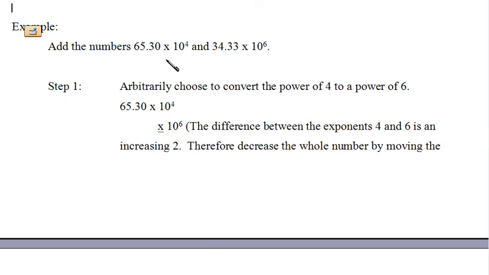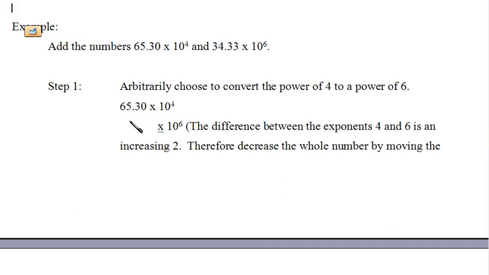So when I look at these numbers, they do not have the same exponents. I need to change them so they're the same. So I can either make this one a number times 10 to the fourth, or I can make the 65.3 a number times 10 to the 6th. So arbitrarily, I'm going to choose to convert the power of 4 to a power of 6. I'm going to the power of 6 because of the metric prefixes, powers of 3. So I rewrite my number, 65.3 times 10 to the fourth. I put the new exponent underneath, 10 to the 6th.